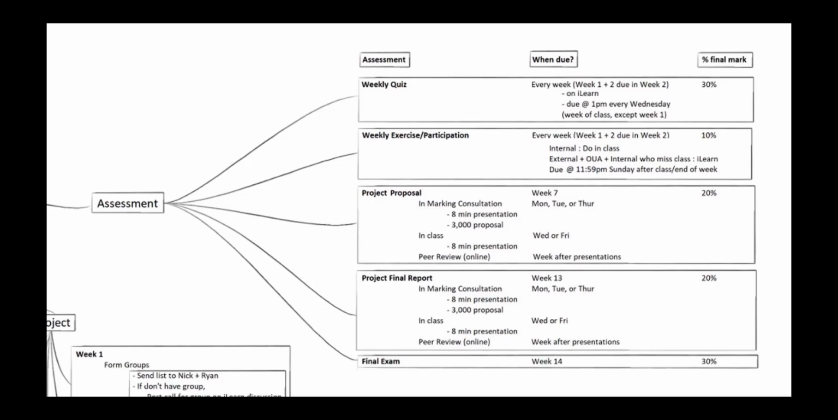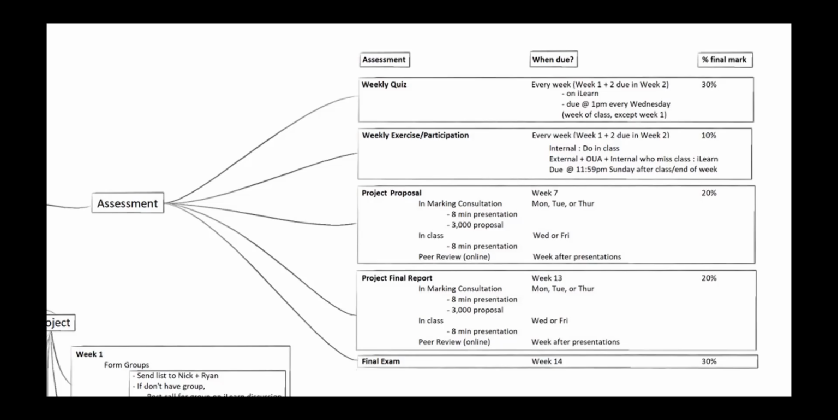You will then also in class, and I'm going to try and do this for the external students as well, we'll Skype you in, give an 8-minute presentation, that same 8-minute presentation, in class on the Wednesday or Friday of week 7. That's not really gradable, but it is definitely exciting and interesting and useful to everyone else. And it is an expected part of the course.